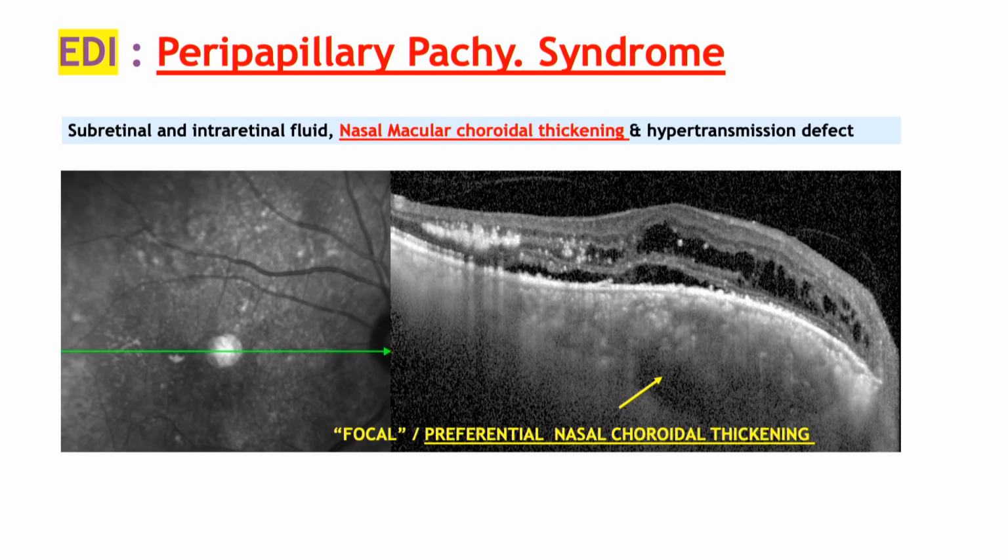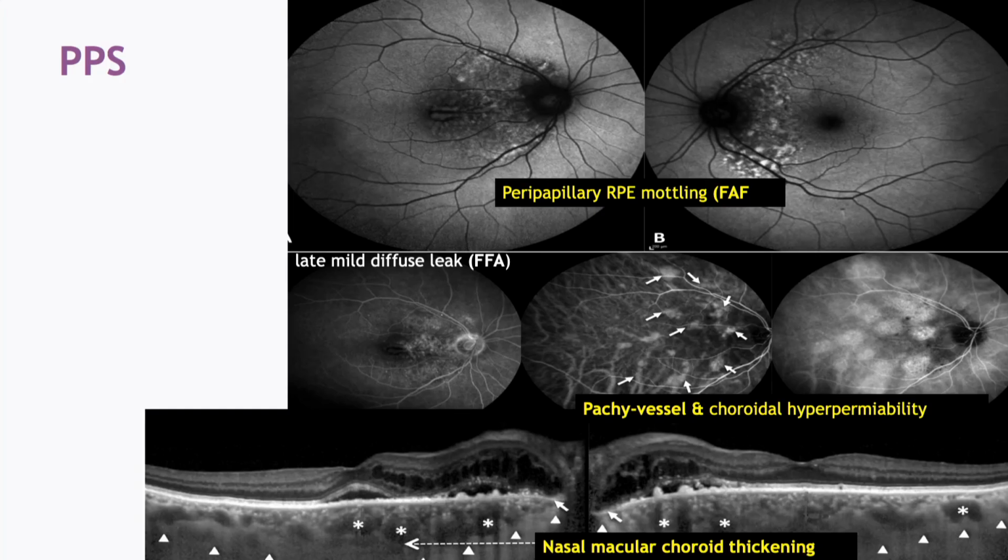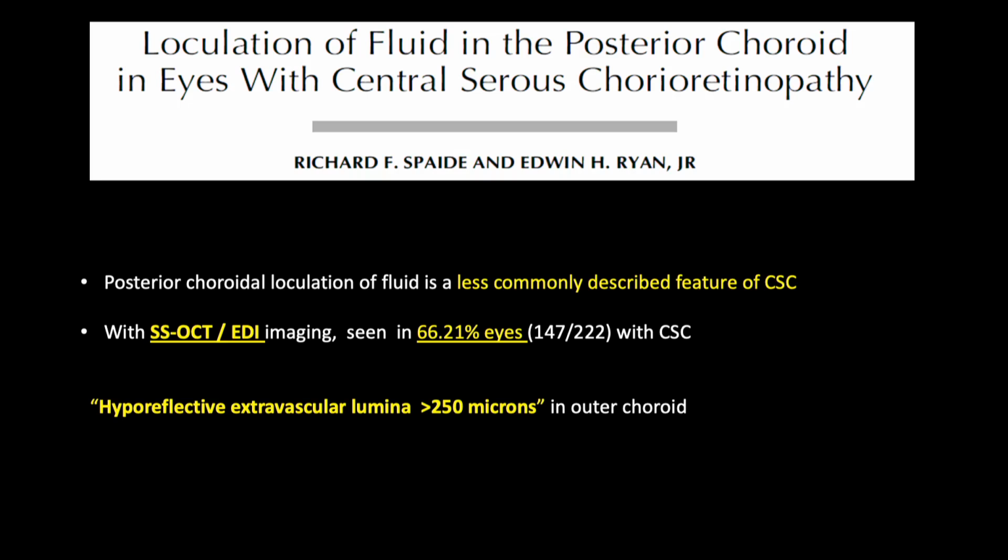So talking about the focal choroidal thickening, you see this nasal macular choroidal thickening is a hallmark of peripapillary pachychoroid syndrome with overlying intraretinal and subretinal fluid. The OCT, this is a classic case wherein on either side of the optic nerve you see this intraretinal and subretinal fluid in the macula, and the autofluorescence showing the peripapillary RPE mottling and peripapillary pachyvessels and choroidal vascular hyperpermeability. Thus, the importance is that it is usually in an elderly individual and a bilateral situation, so a wrong diagnosis can be avoided.